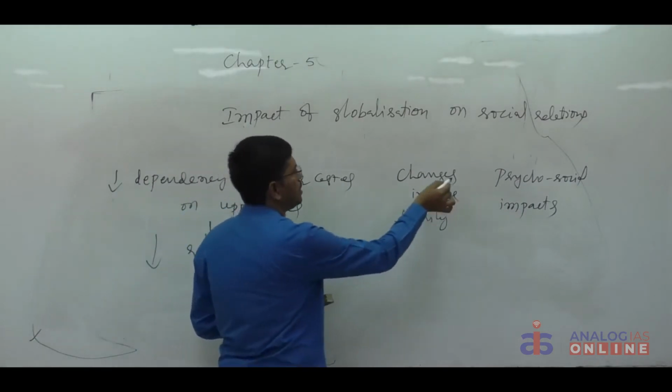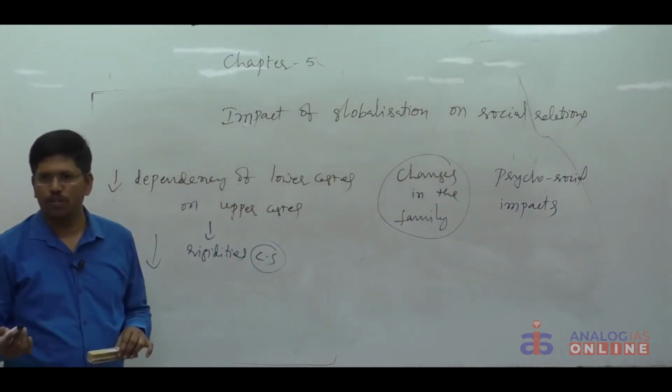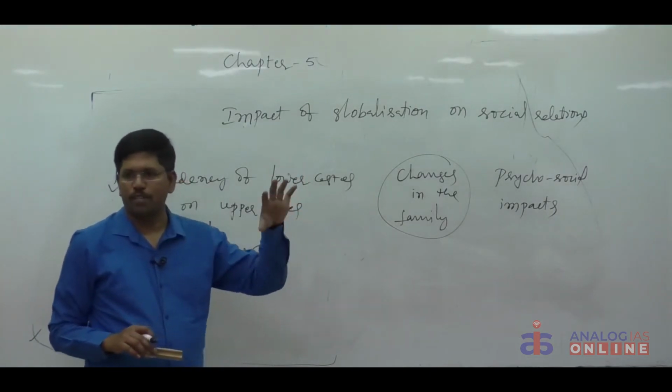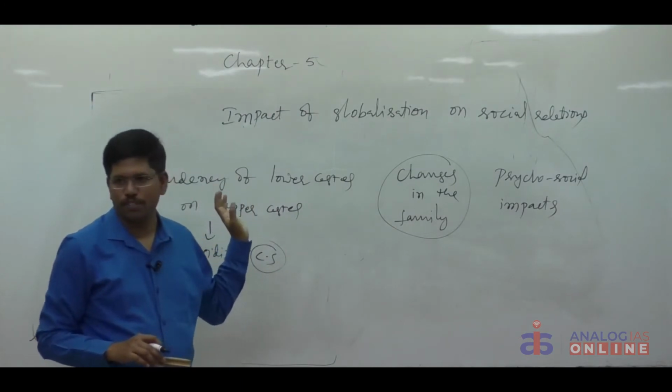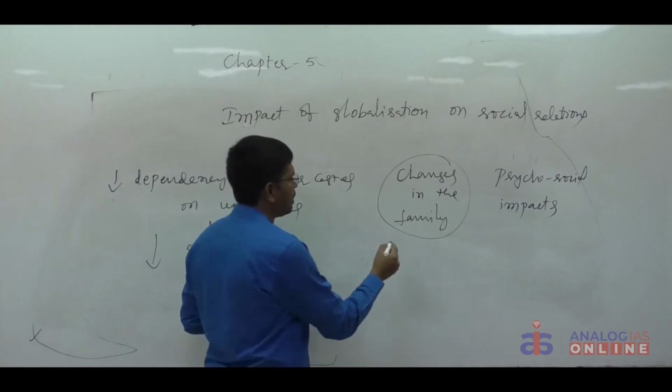Second one is changes in the family. The joint family system gave rise to the nuclear family system. Some people left the villages to work in urban centers, leaving their parents in the villages. That's why nuclear families came into existence.